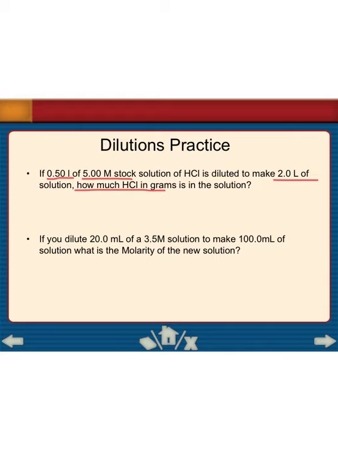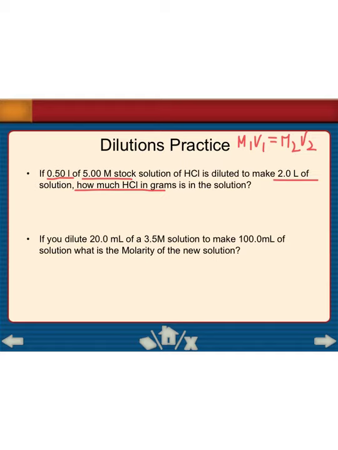So again, we'll start with M1V1 equals M2V2. In this case, though, we need to find out how many moles are we talking about? What's the concentration in the diluted solution? And from there we can go on to find the number of moles and eventually the number of grams. Okay, so M1V1 equals M2V2.